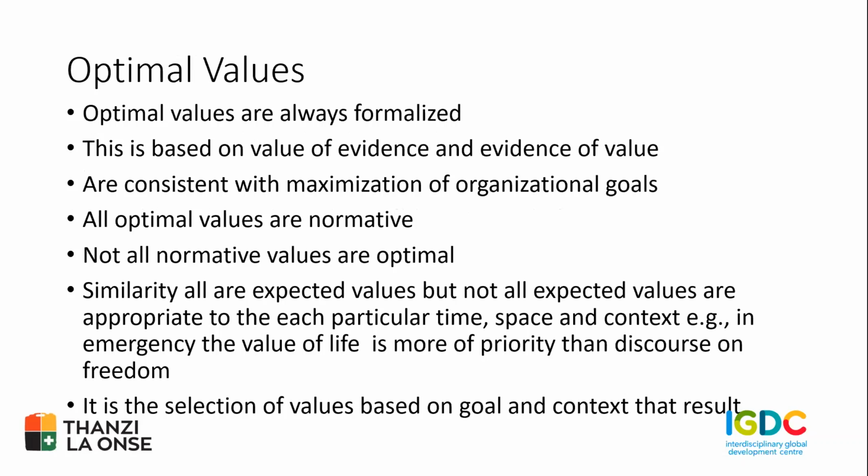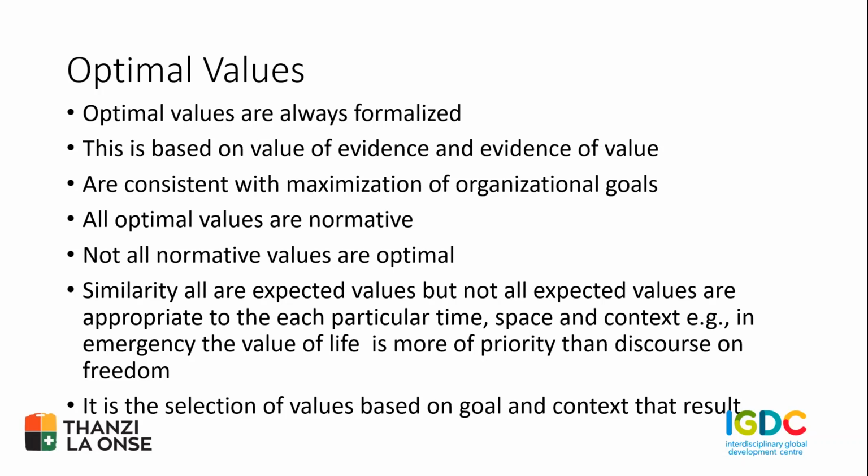The optimal values are formalized. This is based on value of evidence and evidence of value. These are values which come after you have done research like what we're doing now, and are consistent with maximization of organizational goals. All optimal values are normative, but not all normative values are optimal. Optimal values are values which are sensitive to time, space, and context. For example, in an emergency situation, the value of life is more of a priority than the value of freedom. Both can be normative, but saving life would be more appropriate in an emergency situation than discussing freedom. It is the selection of value based on goal and context.